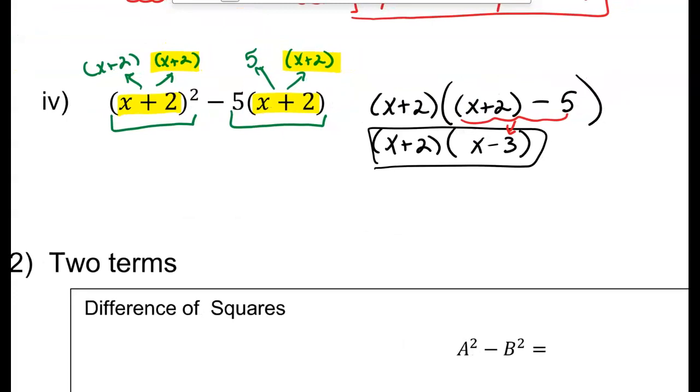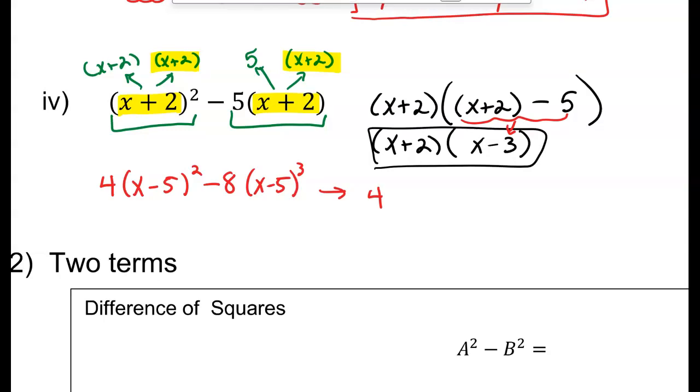All right, let me try this one, guys. What if we had 4 times x minus 5 squared minus, I'm going to go 8 times x minus 5 cubed? This one's going to be a lot of fun. What's the first thing you always ask for? Greatest common factor. So what's my number that's the greatest common factor? 4. Would you guys agree with me? This is going to end up being 4. Is there anything else that can come out?